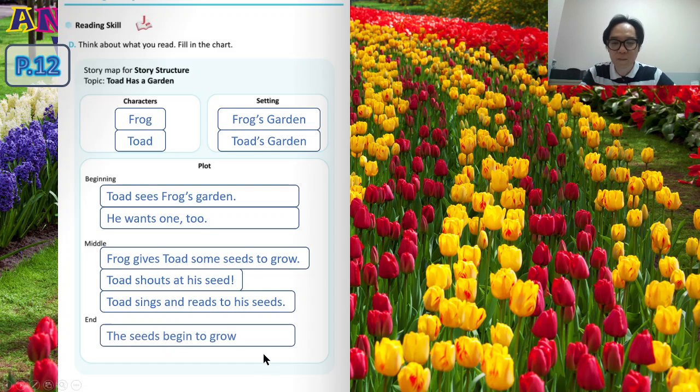He gets it. The seeds begin to grow. That's right. The seeds begin to grow by the end of the story. And that's how he gets what he wants.